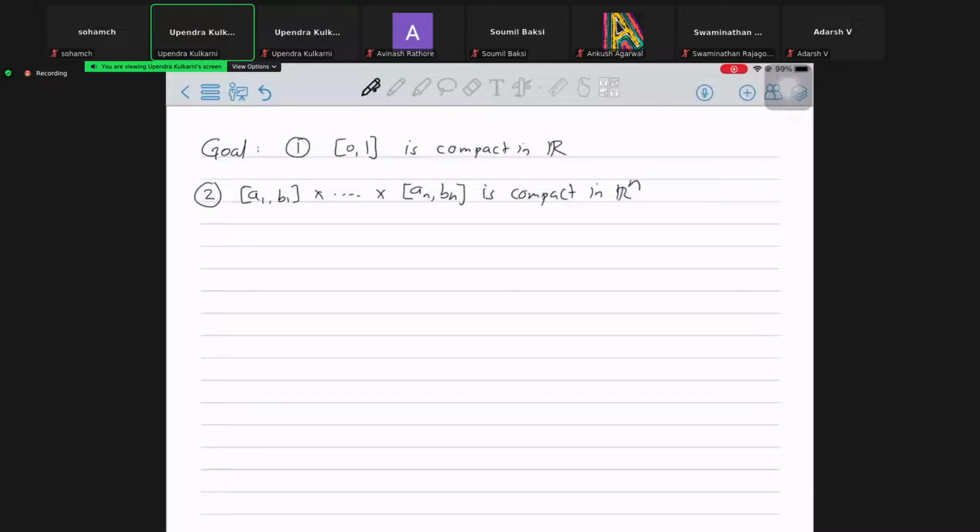Okay, so that is our goal for today, what I have written over here. So a couple of questions. Compact in Rn, or compactness in any space, you have to have a topology on that space to speak of compactness. So what is the topology that we use on Rn? So any norm is fine, but I guess we could use infinity.